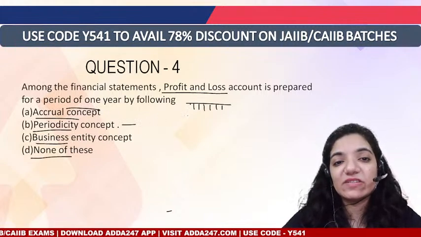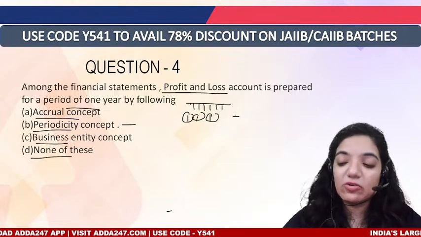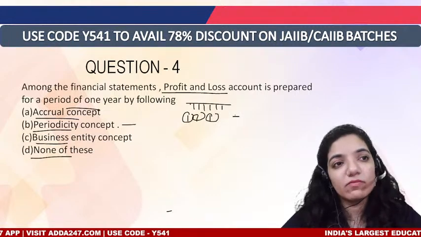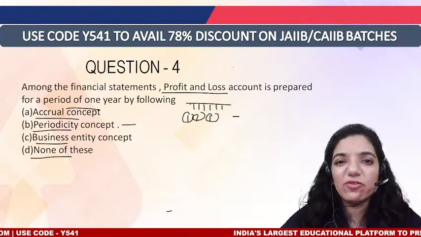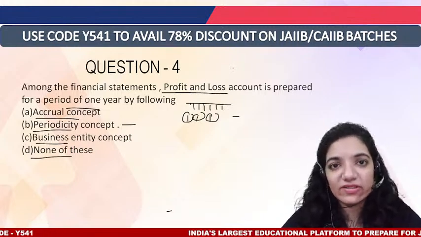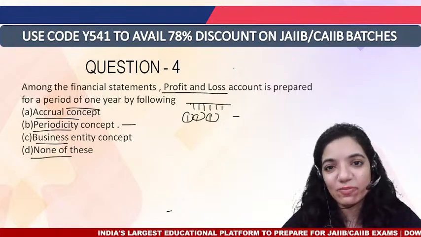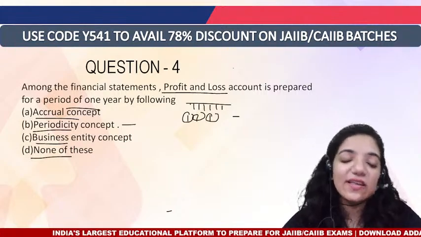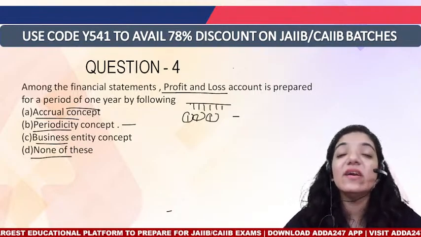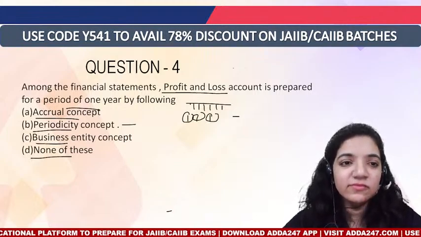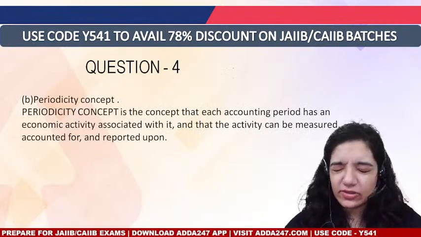This particular concept says that every year it's better that we divide the entire financial life of the particular business into different years so we can look forward. It's just like if we have to read a book, we do not read the entire book at once. There are different chapters, there are different topics, there are different subtopics. It becomes easier to read psychologically. That's how we read the business as well. We divide into small years and then these bits can be dealt with individually. So the correct answer is the periodicity concept.